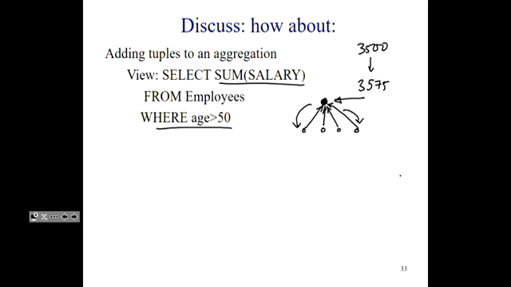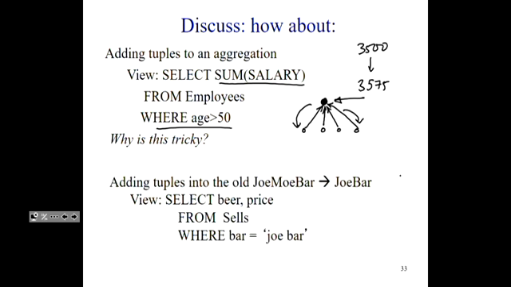Okay, so basically, changes of this form should be disallowed. You should say, look, that is not allowed. Let's take another example. So this is simpler, which is with Sells being bar, beer, and price. Let's say I have a view which is select beer, comma, price from Sells where bar is equal to Joe's Bar. Why is this straightforward? Why is this allowed according to the rules that we saw earlier and intuitively?